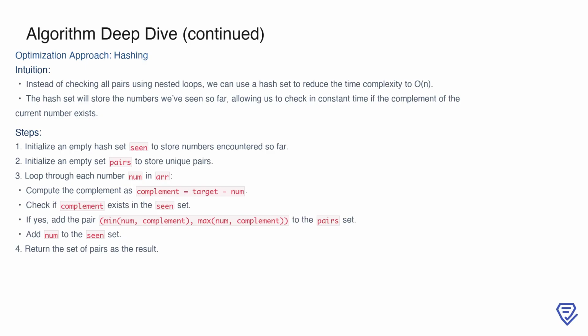First, initialize two empty sets, one for storing numbers we've seen and another for storing unique pairs. As we loop through the array, we calculate the complement of the current number with respect to the target. If the complement is already in the seen set, that means we've found a valid pair. We then add this pair to the pairs set, ensuring it's stored in a consistent order. Finally, we add the current number to the seen set. This approach significantly improves efficiency while maintaining correctness.